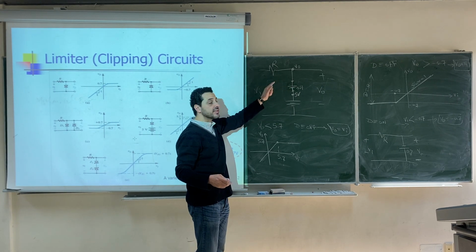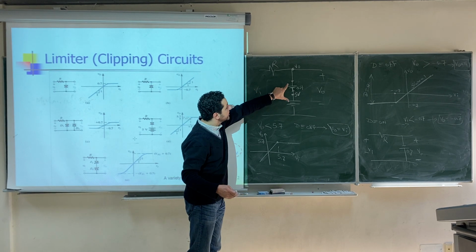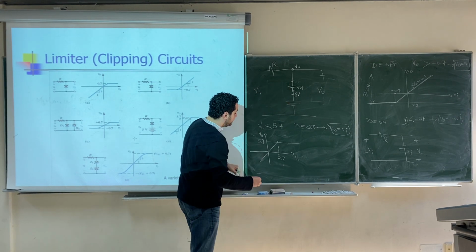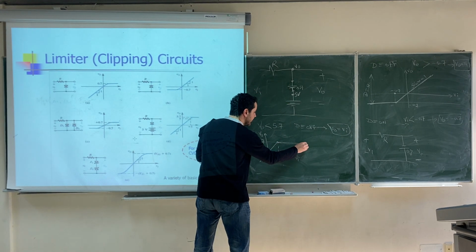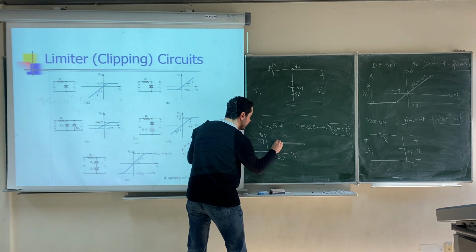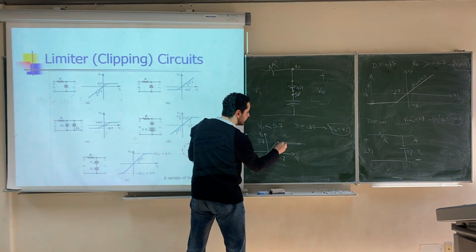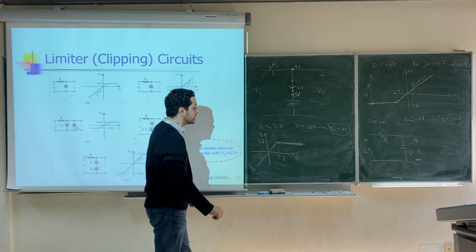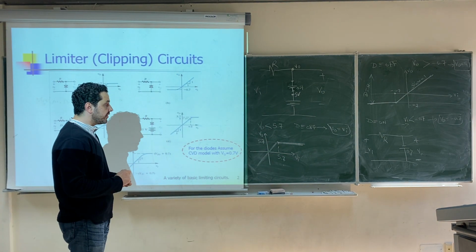This resistor will take the difference between V input and V output. V output will be fixed at 5.7, okay? And the resistor will take the difference between V input and Vi.